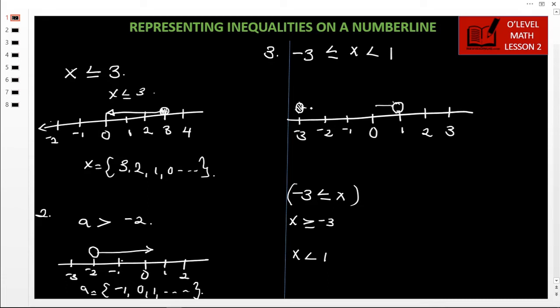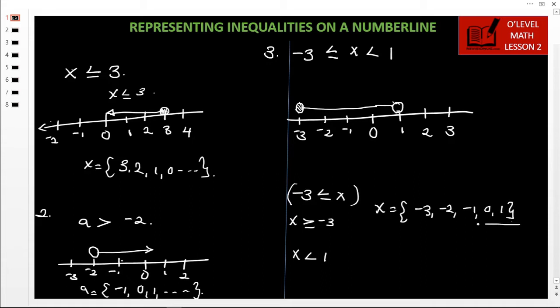So that's why I said it is going to be what you call an intersection, between negative 3 and 1. So 1 is not inclusive, whereas negative 3 is inclusive. So the solution set for x can be negative 3, negative 2, negative 1, 0, and 1.